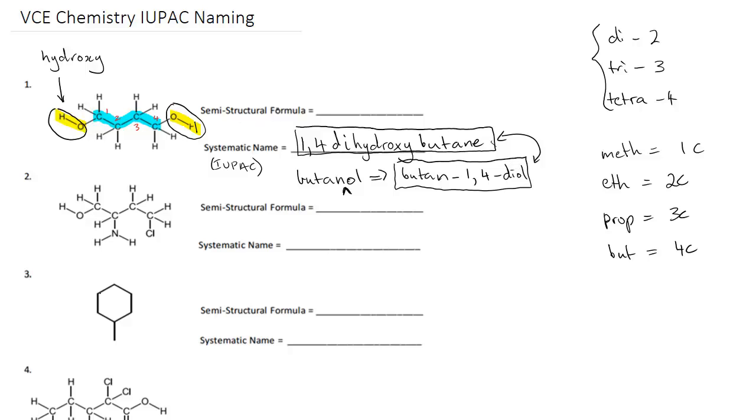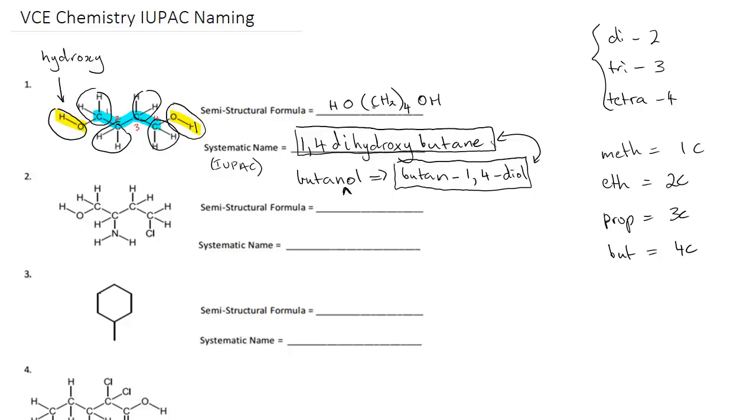Now the semi-structural formula, in this case, you have to write the OH from there. Then you have to write this carbon with 2 hydrogens, same as this one, same as that one, same as that one. So we've actually got 4 lots of those 4 repetitions. So CH2, 4, and then OH at the end. So that's the name. That's the semi-structural formula.